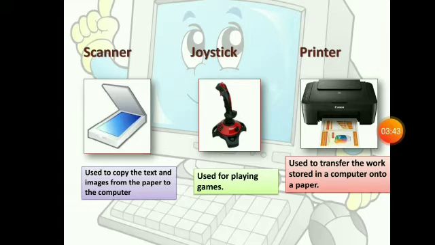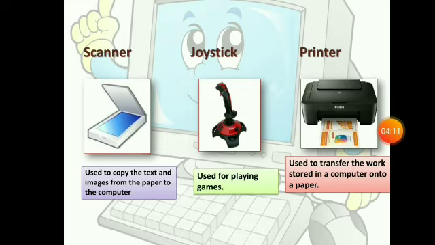Scanner. It is used to copy the text and images from paper to the computer. This data is stored in the computer in electronic form. This is also called a soft copy or a scanned copy. Joystick. The joystick is also a pointing device. It can move in all four directions. It is mainly used in playing games.